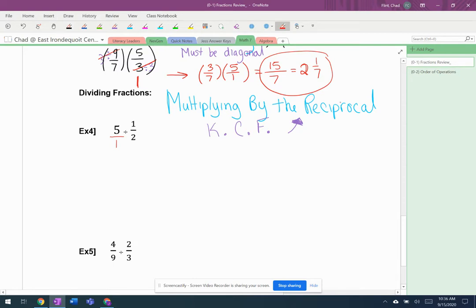So now I'm going to multiply by the reciprocal, or do that keep, change, flip. So I'm keeping the first fraction the same, multiplying instead of doing division. And the reciprocal, if you are unfamiliar with that word, just means flip your fraction. So instead of using 1/2, I'm going to take the reciprocal of that and use 2 over 1. 5 times 2 is 10. 1 times 1 is 1, which gives me 10.